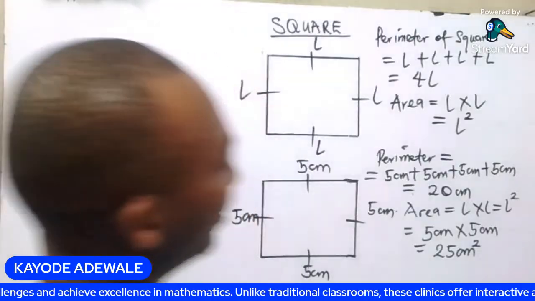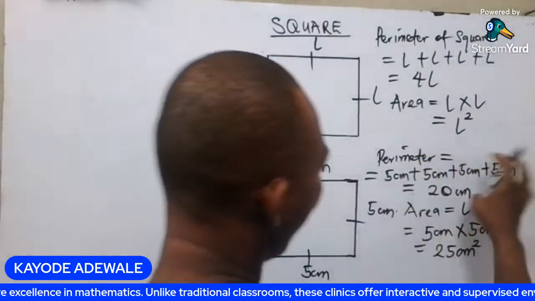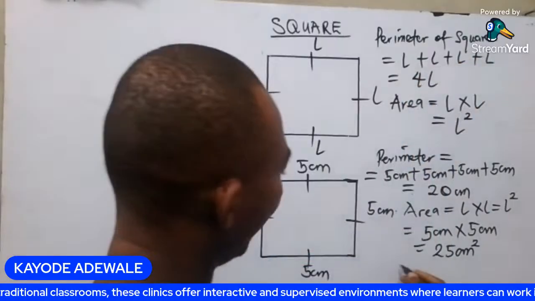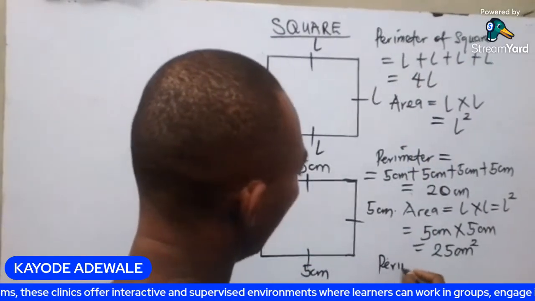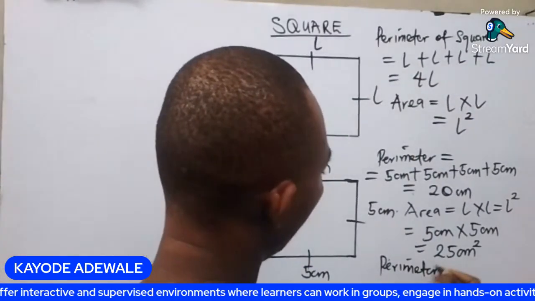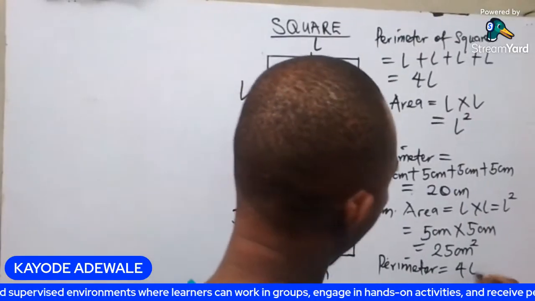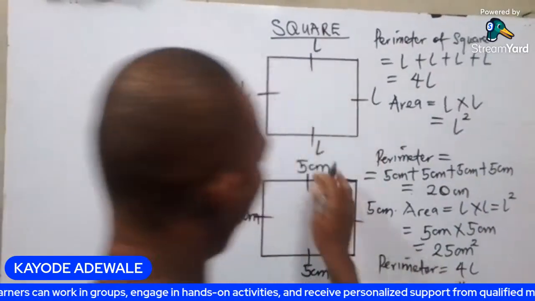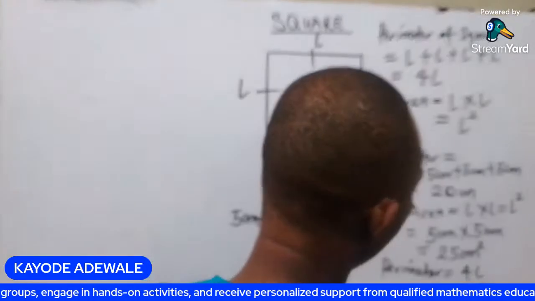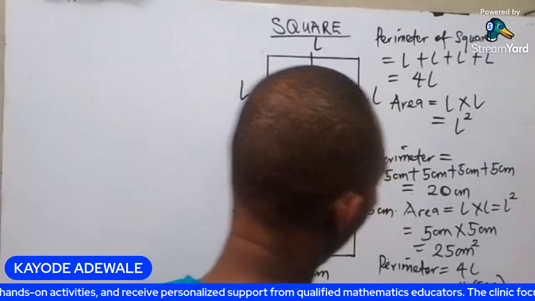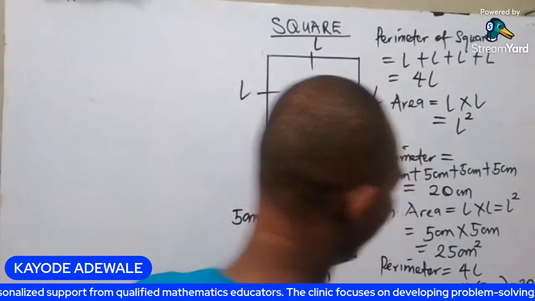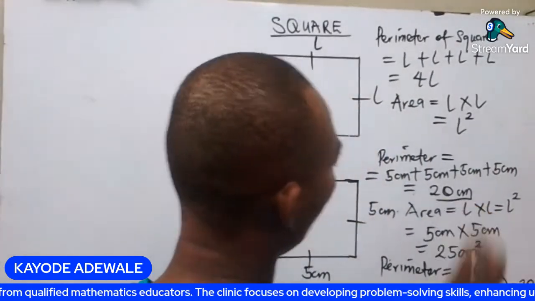Now, you see that when I got the perimeter here, I didn't use the formula. Let us assume I want to use the formula 4L. The perimeter will be equals 4L. Let's see if it's going to be equal to this. Our L is 5 centimeters. So 4 multiplied by 5 centimeters is 20 centimeters. You can see that this and this are equal to each other.